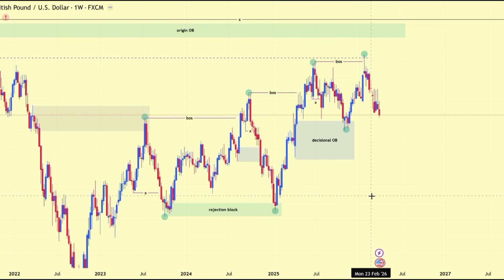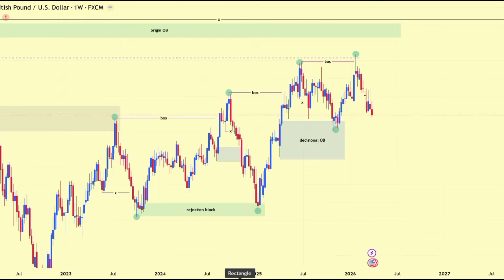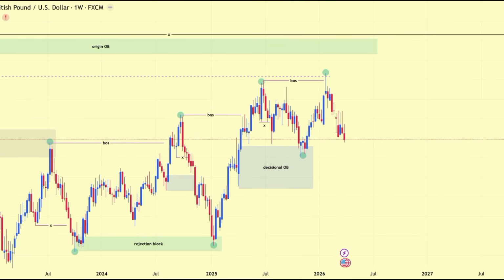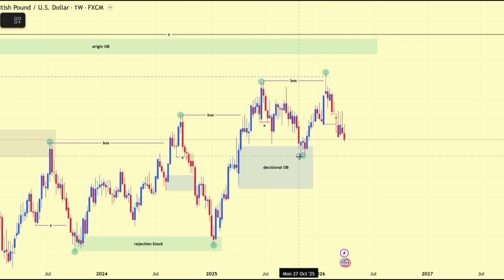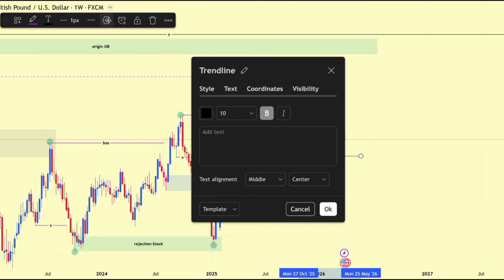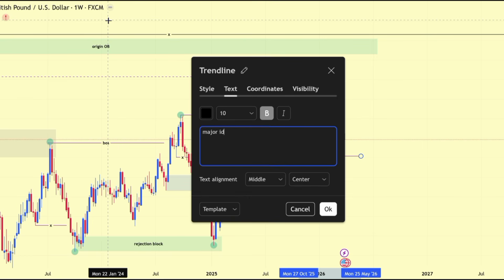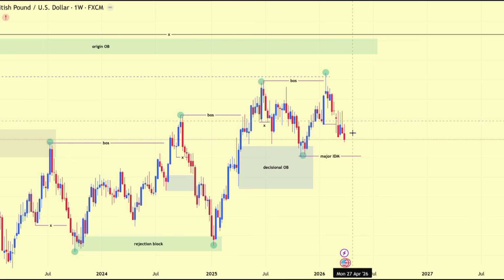Okay, so right here we can clearly see the pattern repeats again. Price has taken out our minor inducement, so exactly right there, that is our minor inducement. Then this means our external low is of course our major inducement. So there we have it, our major IDM.